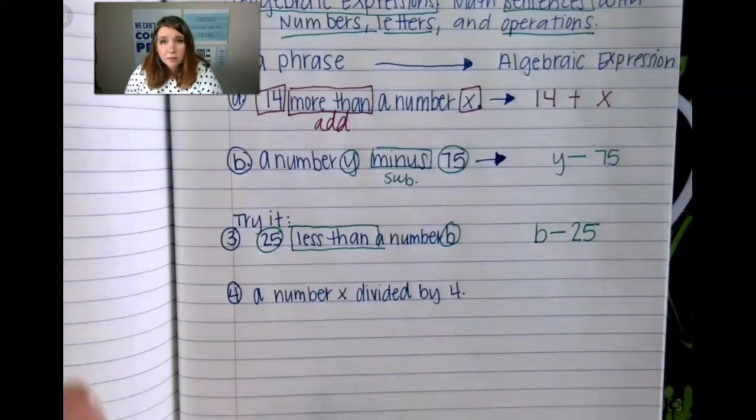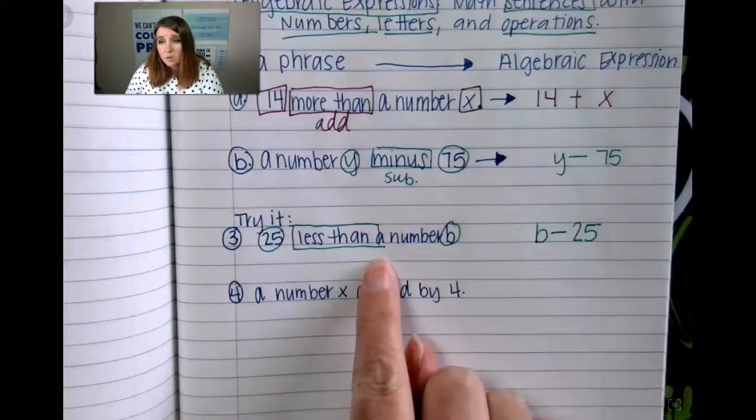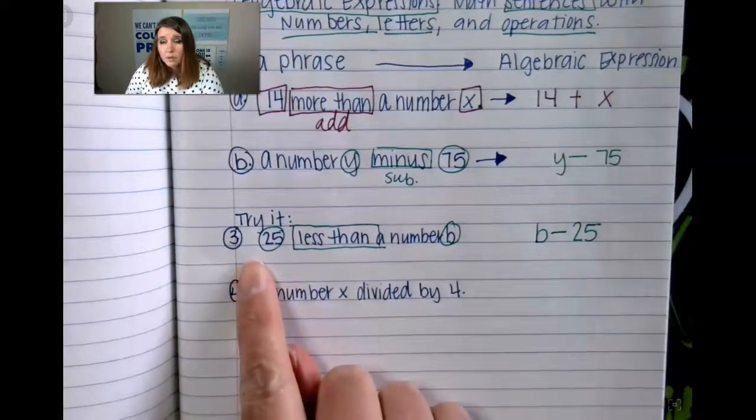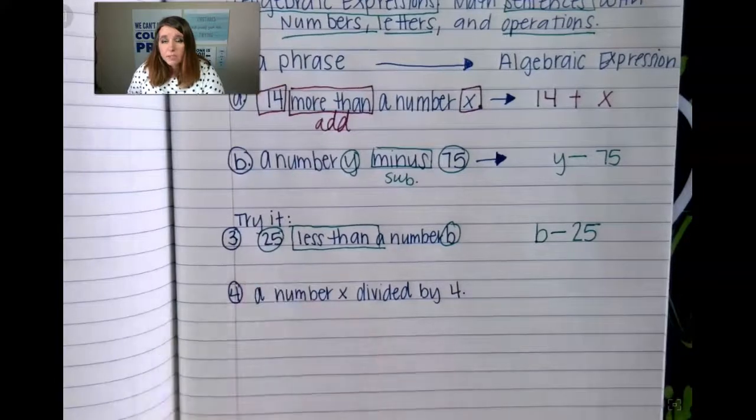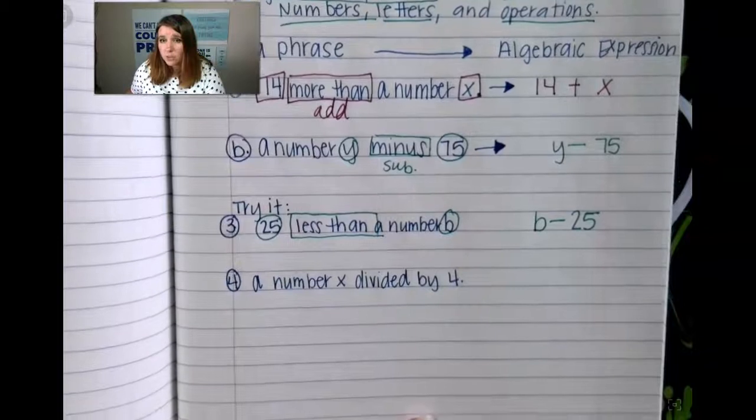How did you do on that one? This one is a tricky one because that less than actually tells you you need to swap those two numbers around. So make sure that you know that you need to swap those two. We might have to add that to our notes.